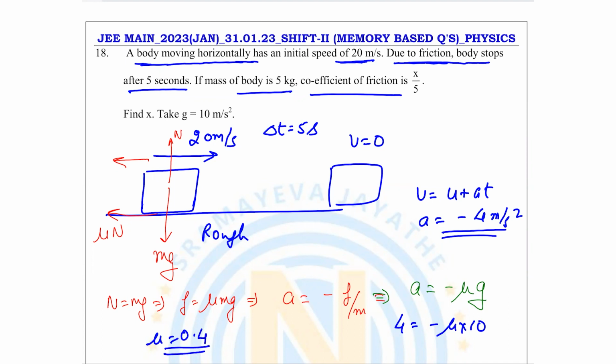But don't mark 0.4. Again, be careful. It says coefficient of friction is x by 5. Find x. So we equate this to x by 5 and we'll get x. So value of x will come out to be 2. We have to fill in 2. Okay, questions are easy, but there are a lot of small traps in there. So be careful, otherwise you will end up making mistakes and lose marks.